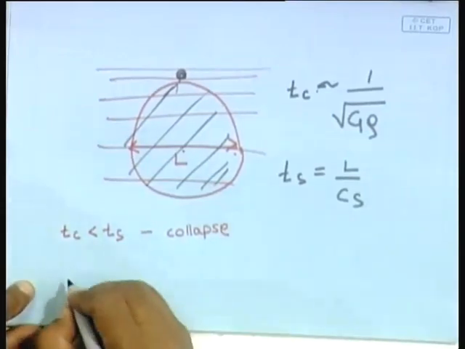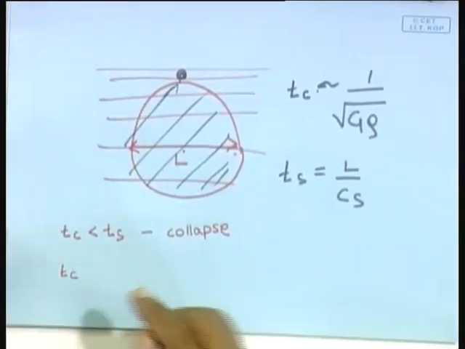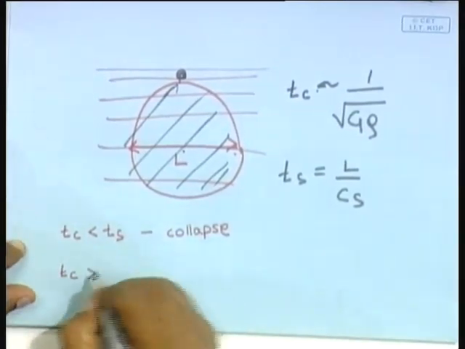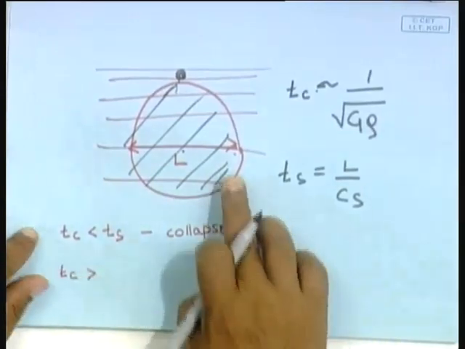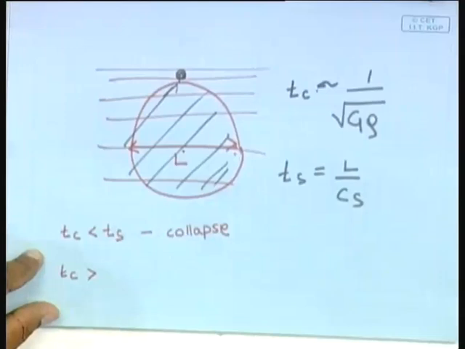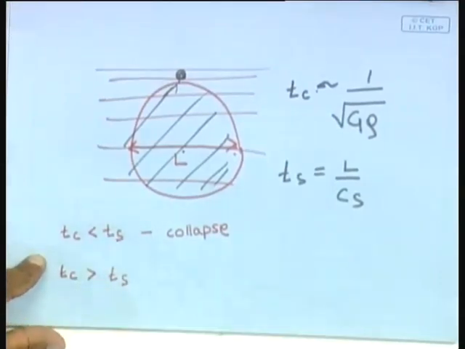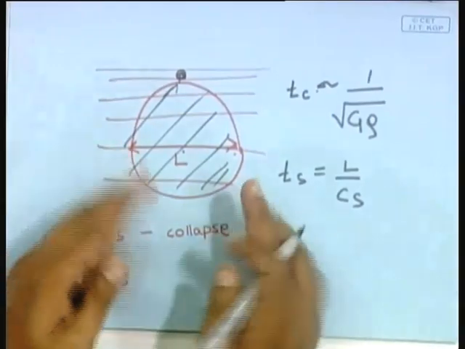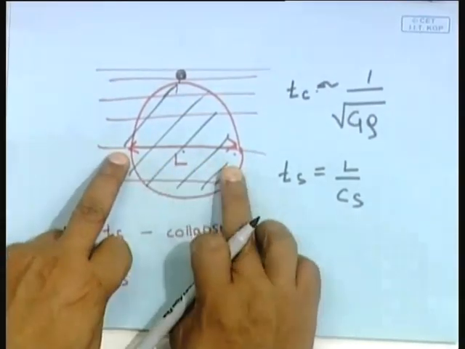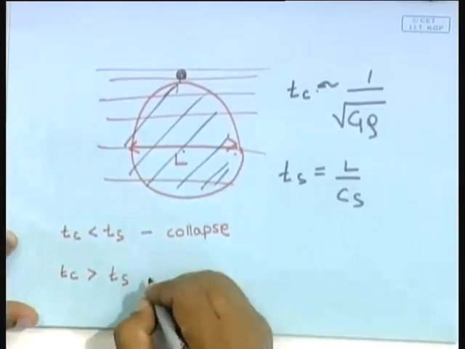Whereas if the time it requires to collapse is larger, it takes a long time to collapse, then sound information can travel from here to here before that. So the sound time is less than the time it takes to collapse. In that case, the pressure gradient will build up before the whole thing collapses, and it will prevent the collapse. So here it oscillates.